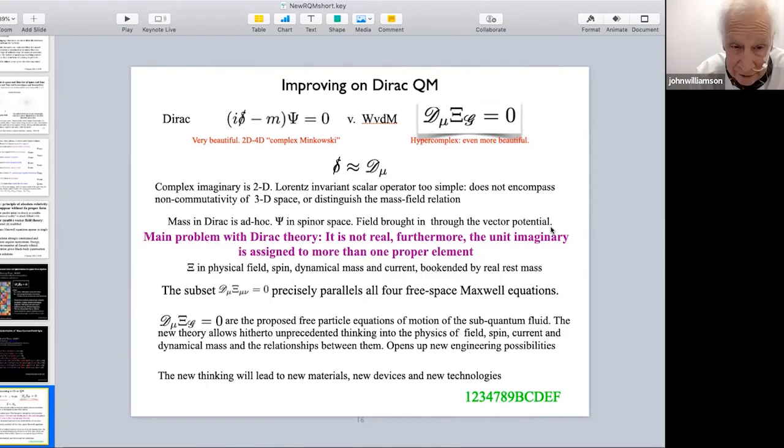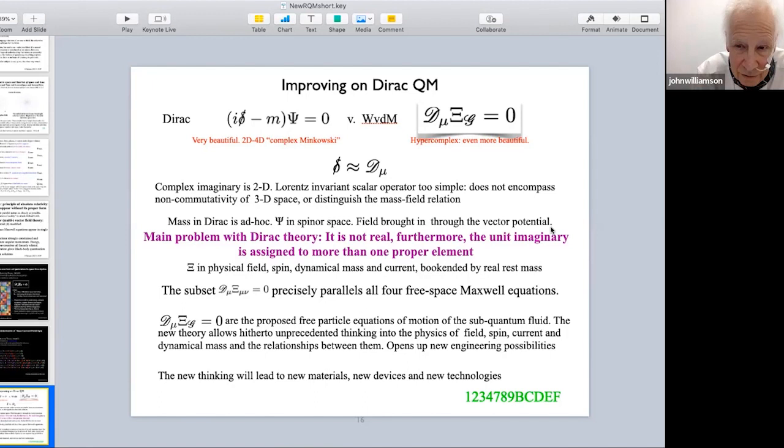I think the new equation is better. Why is it better? First of all, it precisely parallels all four free space Maxwell's equations. It contains those within it. Secondly, it treats the mass properly. Thirdly, it puts the mass in as a dynamical thing. And fourthly, it has better solutions. It has solutions which are physical spinners, as well as photon wave functions that transform correctly, covariantly.